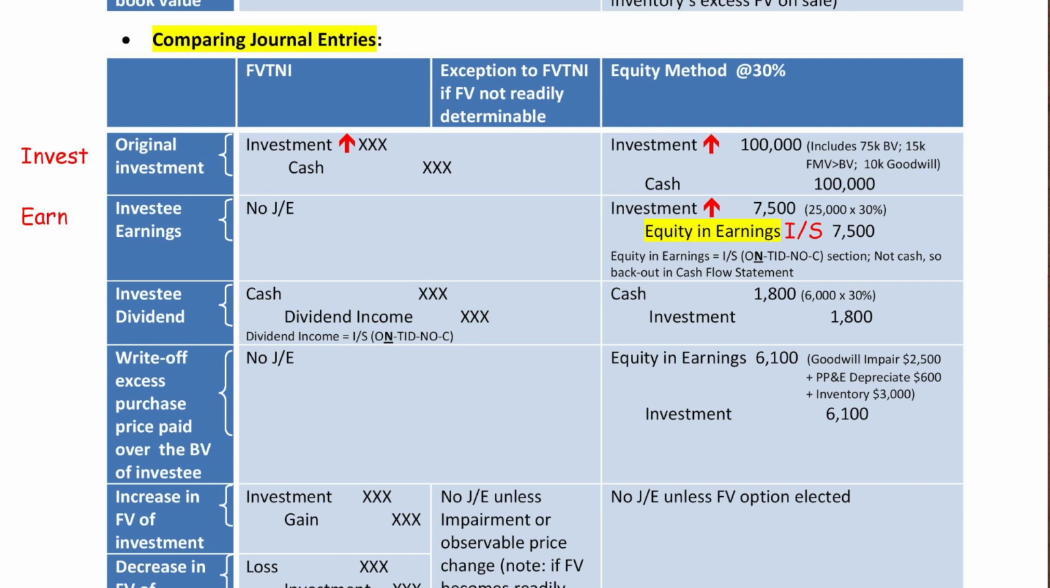And then we're talking about investee dividends. Under the fair value through net income method, cash comes in and the credit is to dividend income, which goes into the income statement. Whereas, as we've already discussed a couple of times, because the investee earnings are already recorded on the investor's income statement as and when the investee earns money, when the investee pays out dividends, that's actually a reduction of the investment amount. So draw an arrow which goes downwards for investment.